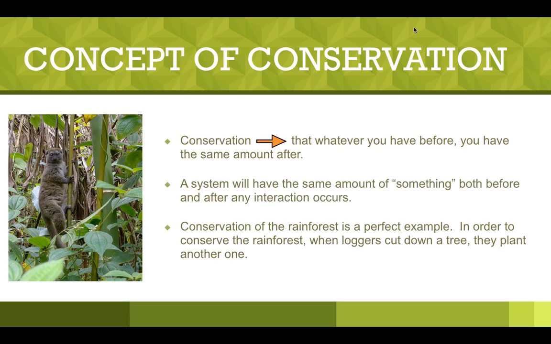Now you could argue that the new trees are smaller or something like that, but if you're just looking at the number of trees, that would be the same. So then you could say that the number of trees was conserved, because before and after was the same number. So that's what we're going to use conservation to mean. The amount before and the amount after is not going to change.